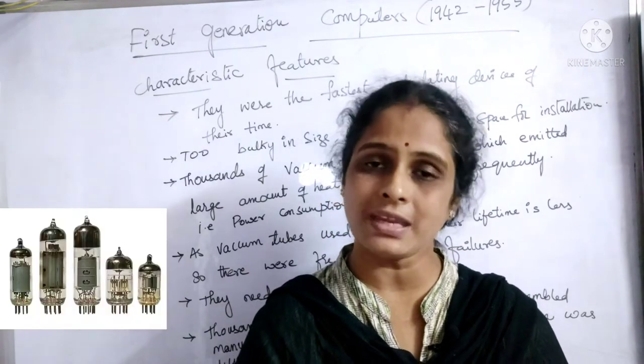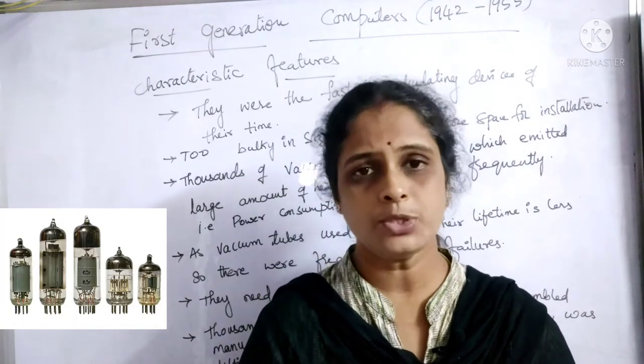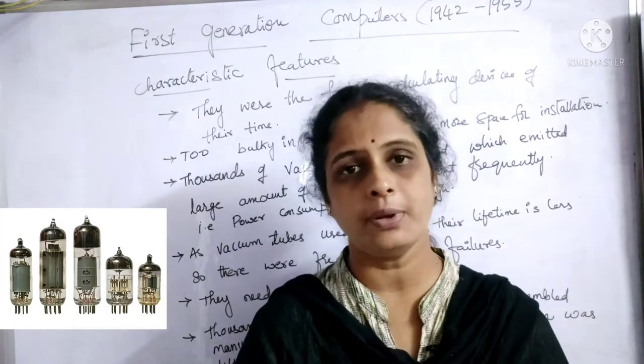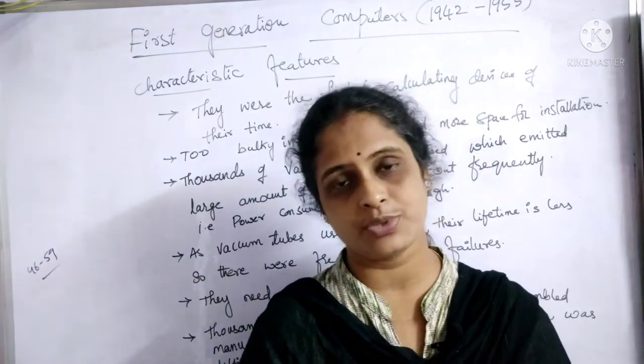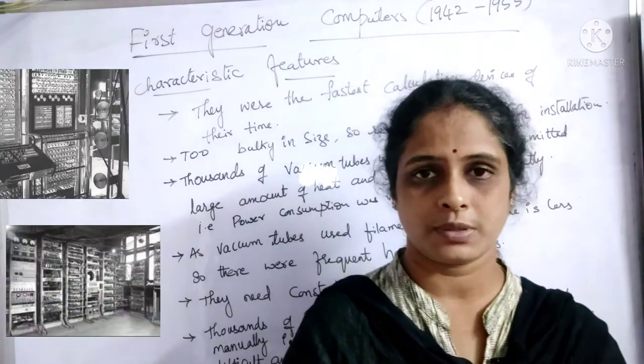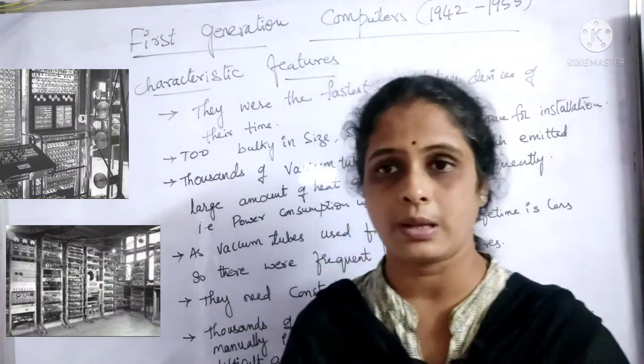Vacuum tube was the main component used in the first generation computers. A vacuum tube was like a bulb-like component which used to have a filament in it. That was the main component used in the first generation computer. We'll see some of the characteristics of the first generation computers.